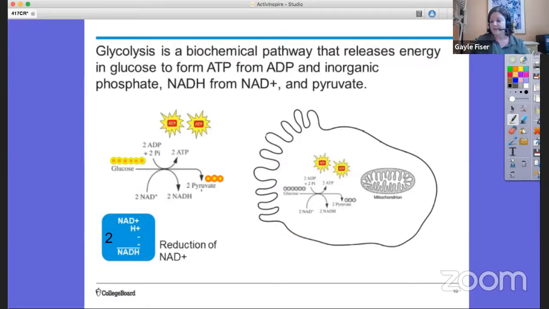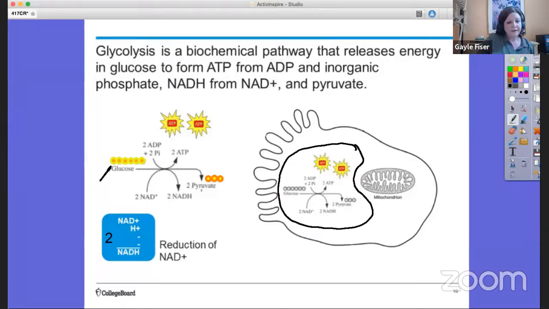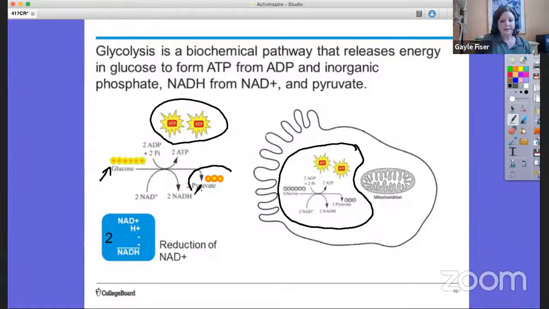All right, so glycolysis is a biochemical pathway that releases energy in glucose to form ATP from ADP and inorganic phosphate. It also forms NADH from NAD plus and pyruvate. So glycolysis is happening in the cytoplasm of the cell. Okay, it's not in the mitochondria, it's in the cytoplasm. So here is our 6-carbon glucose molecule. And our products will be 2 ATP molecules and 2 pyruvate molecules, and then 2 NADH.